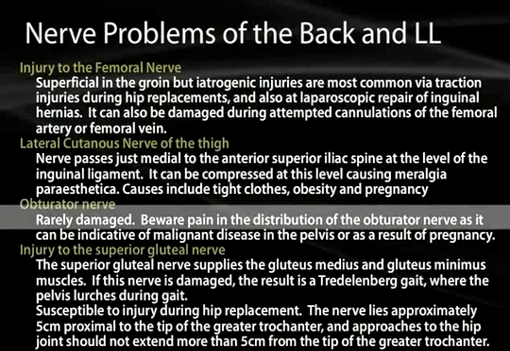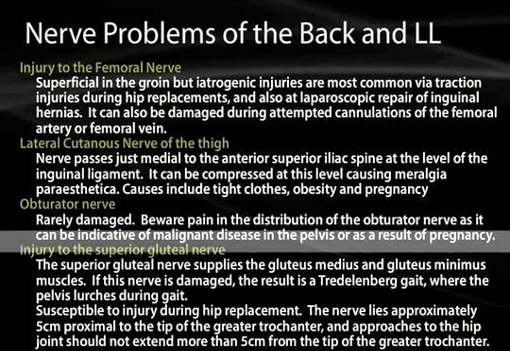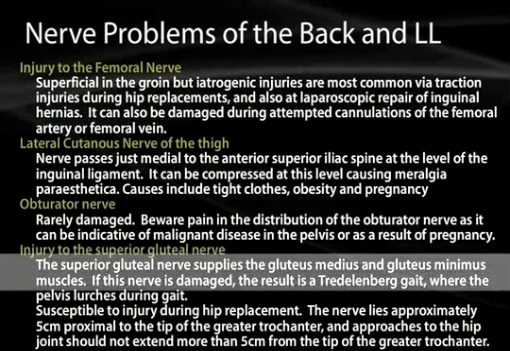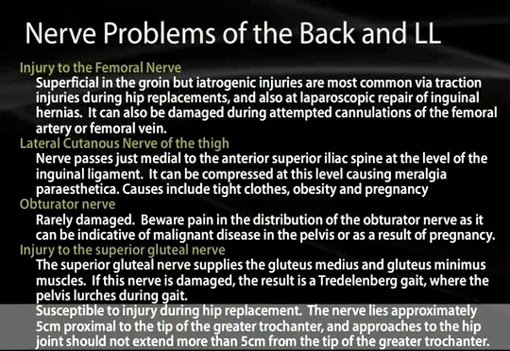The obturator nerve is rarely damaged, but it can be impinged upon during pregnancy, or it can be impinged upon as a result of malignant disease in the pelvis. The superior gluteal nerve is going to be one of significance because it supplies the gluteus medius and gluteus minimus, which support the pelvis during gait. And this is damaged and causes the Trendelenburg gait, where it will be a lurching gait because the pelvis can't be supported by the contralateral gluteus medius and minimus. This is going to be oftentimes injured during hip replacement as well.